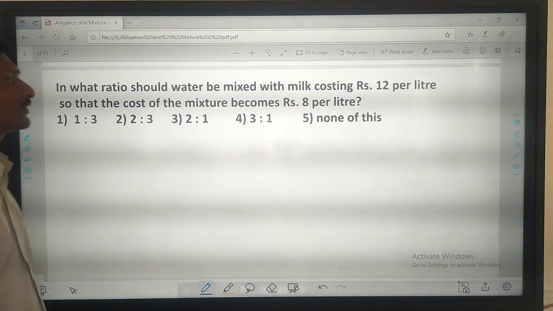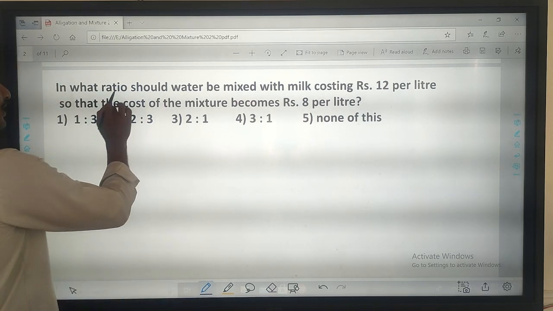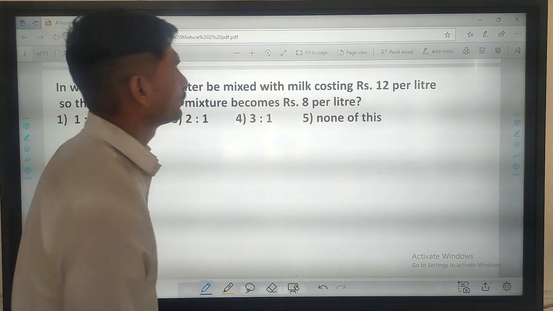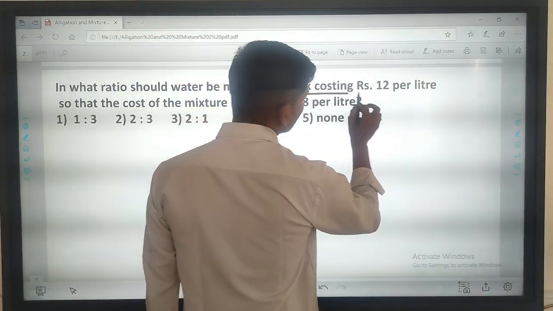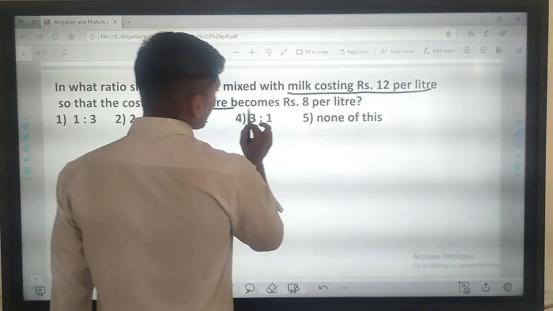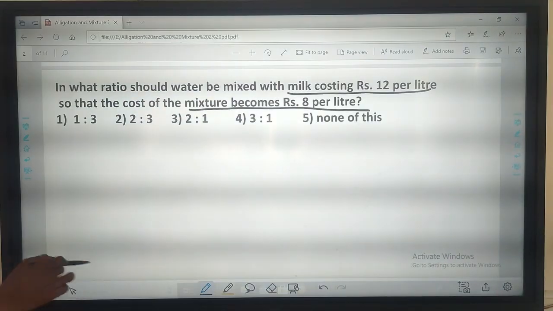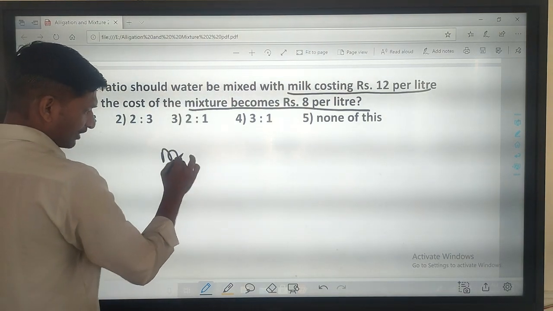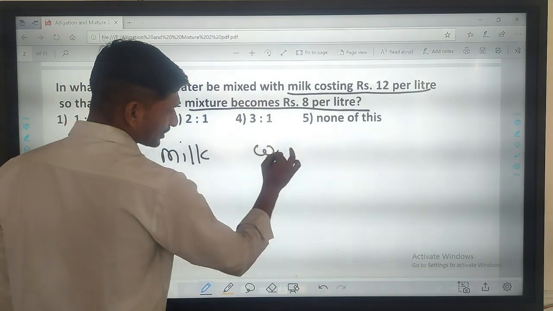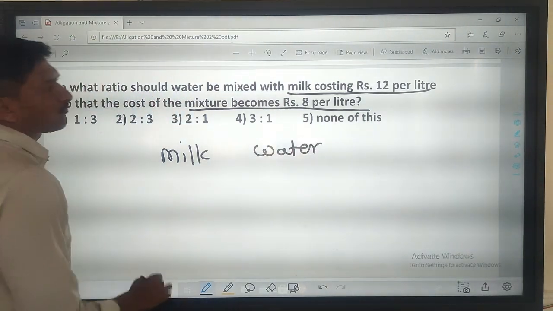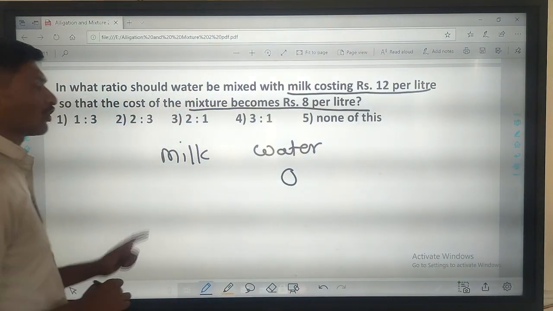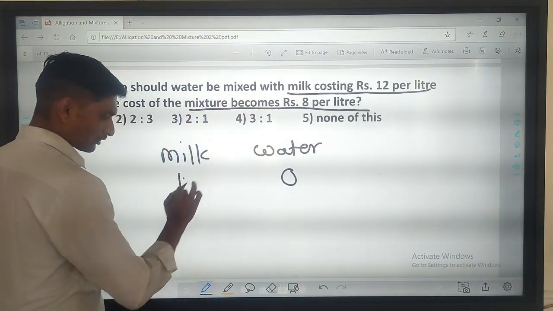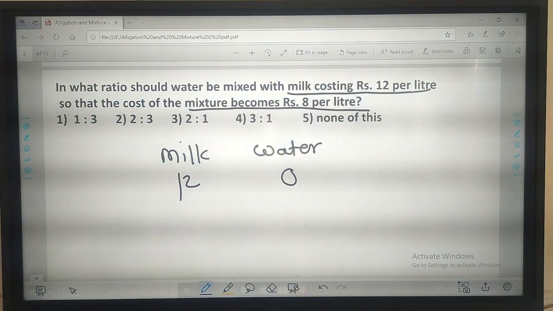In what ratio should water be mixed with milk costing rupees 12 per liter, so that the cost of the mixture becomes 8 rupees per liter? Now water will be mixed with milk. When we mix milk and water, the cost price of water is always 0 and the cost price of milk is given as 12 rupees per liter.